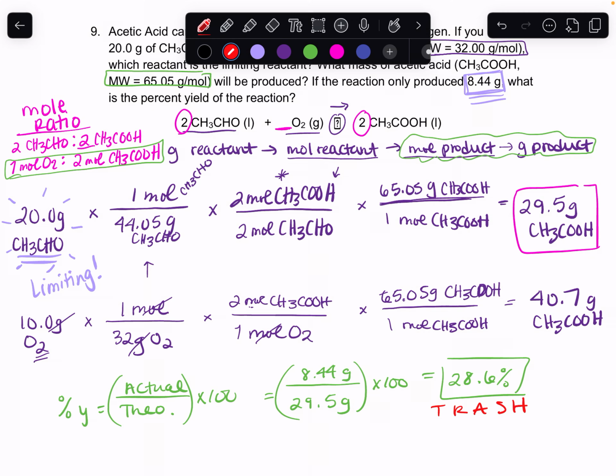All right, I'd say this is definitely the easiest way to do these limiting reactant and theoretical yield problems. Kind of reinforces the whole theoretical yield stoichiometry as well. I know I taught it several different ways. You're welcome to choose whatever way you want to do it, as long as you're getting the right answers.